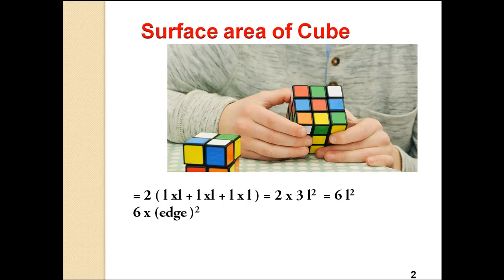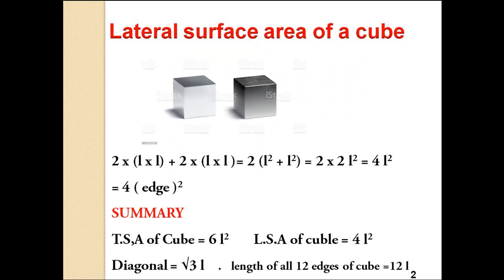2 into (L into L plus L into L plus L into L), that is 2 into 3L square, that is 6L square, that is 6 into edge square. Lateral surface area of a cube. 2 into L into L plus 2 into L into L, that is 2 into (L square plus L square), that is 2 into 2L square, that is 4L square, that is 4 into edge square.